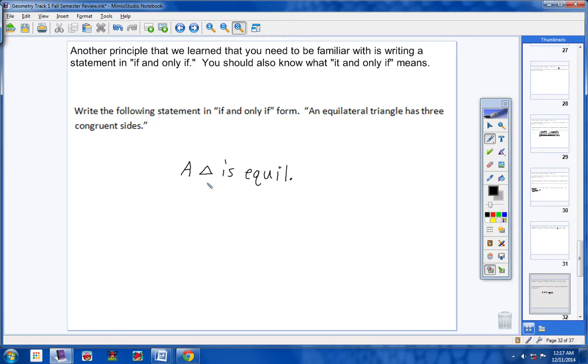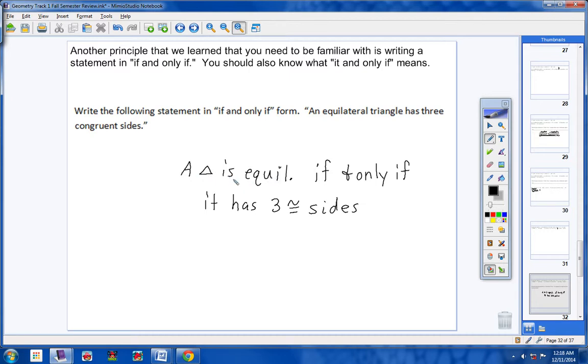A triangle is equilateral if and only if it has 3 congruent sides. There it is. Now that's how you do it. So on the exam, if I ask you to write a statement in if and only if form, try to start off by saying something is something. That's the best way to do it.